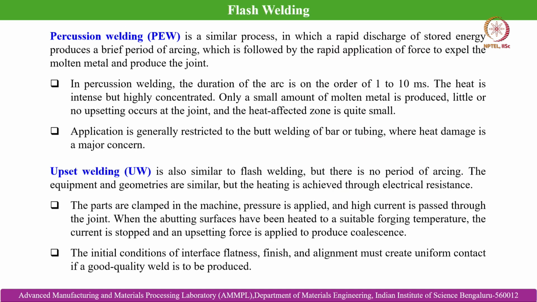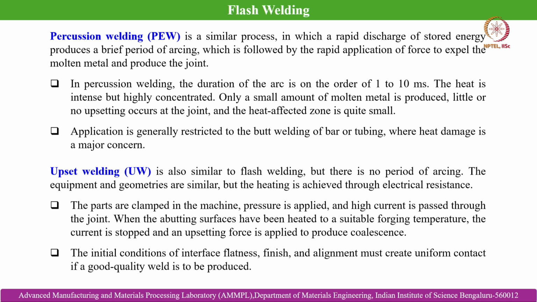Going ahead, we will talk about percussion welding. It is a similar process in which a rapid discharge of stored energy produces a brief period of arcing, which is followed by the rapid application of force to expel the molten metal and produce the joint. In percussion welding the duration of the arc is on the order of 1 to 10 milliseconds. The heat is intense but highly concentrated. Only a small amount of molten metal is produced. Little or no upset occurs at the joint, and the heat affected zone is quite small.